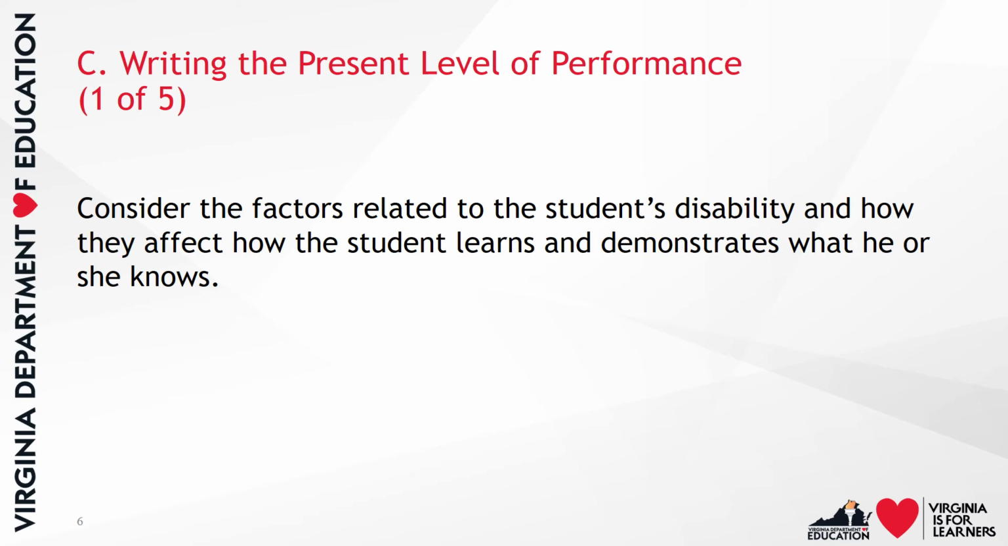When writing the PLOP, consider the factors related to the student's disability and how they affect how the student learns and demonstrates what he or she knows. The PLOP describes the individual strengths and needs of the student in relation to accessing the general curriculum. It also includes data from evaluations, classroom and state assessments, age-appropriate transition assessments, observations, information from students and parents, and other resources. It should be utilized to identify the skills and knowledge that a student needs to achieve in order to meet the academic grade level content standards. The identified needs will be utilized to develop the annual IEP goals.